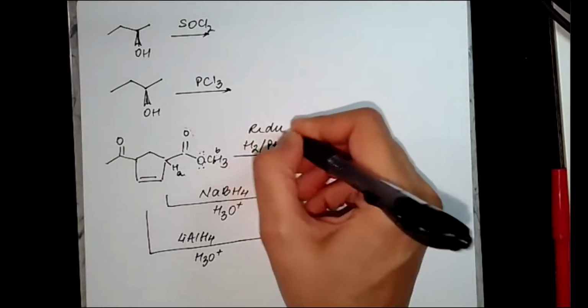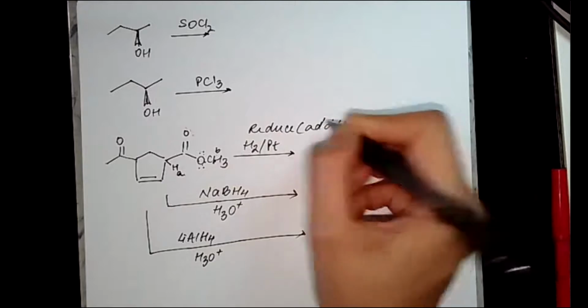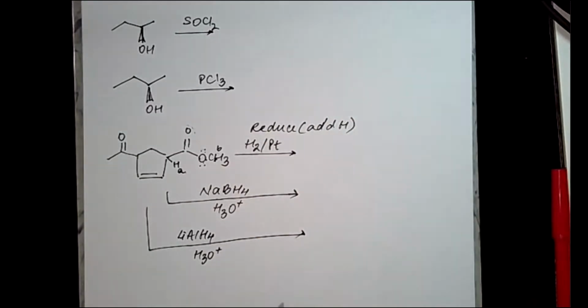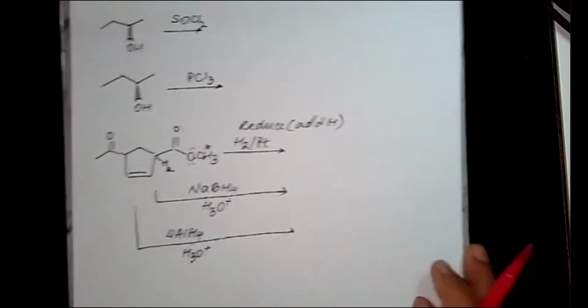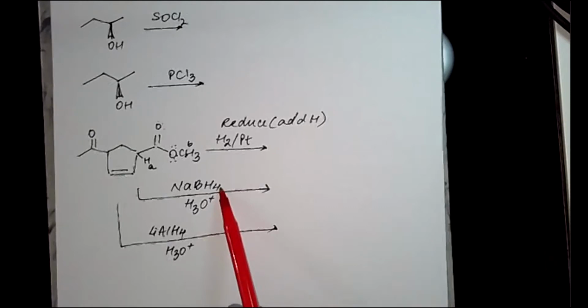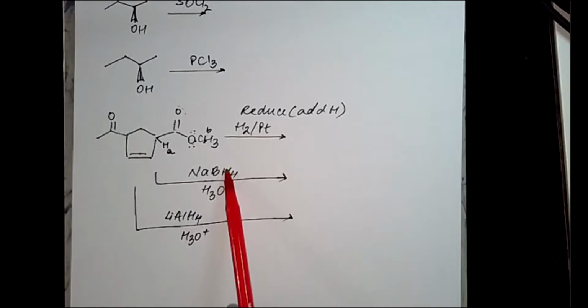One hint to all of you, these are going to reduce. What does reduce mean? Add hydrogen. They are going to add hydrogen across the pi bonds. How and which ones? This is something that you need to know. So for example, sodium borohydride is a very selective reducing agent. It will only reduce what?